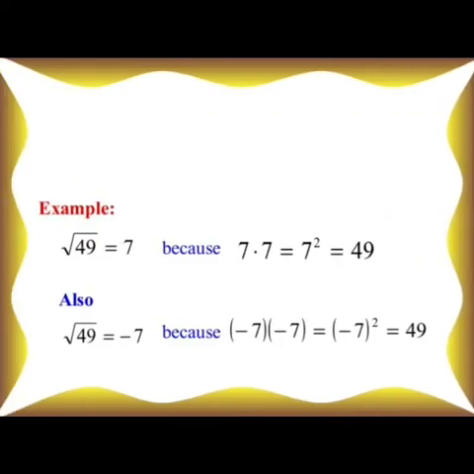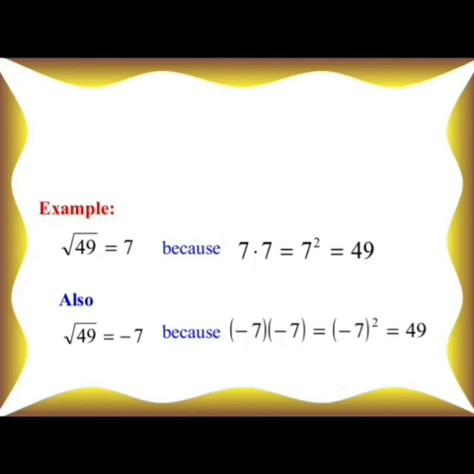Let us see some examples. Root 49. 49 is nothing but 7 into 7, and 7 into 7 is 7 square, which is nothing but 49. So root 49 is equal to 7, because 7 into 7 is 7 square, which is 49. It is also applicable for minus. Suppose I take minus 7, because minus 7 into minus 7 is minus 7 the whole square.